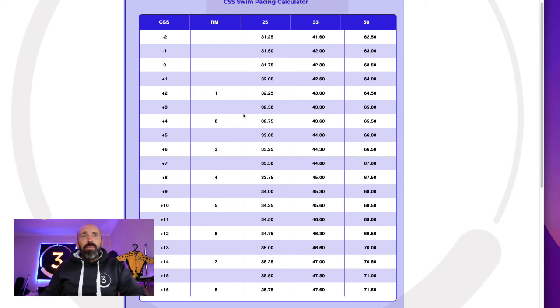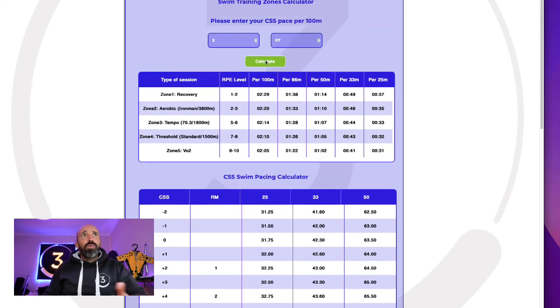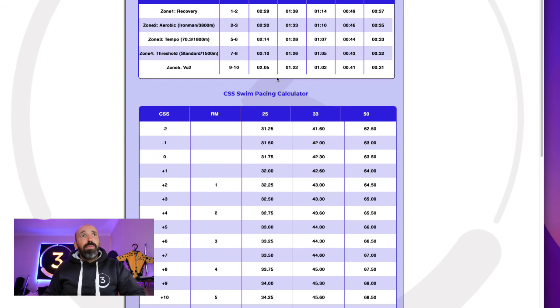But super simple. Put in your 400 meter and 200 meter swim times. That'll work out your critical swim speed, and then enter that into the table, and it will pop out all of these various different calculations. You can print this off, take it to your pool, and you know exactly what kind of pacing you should be swimming at. I hope you found that useful.